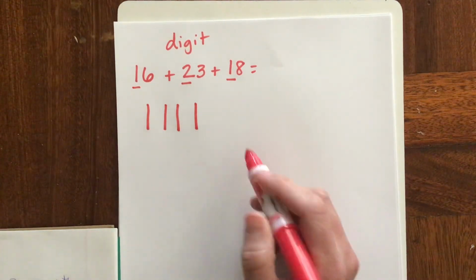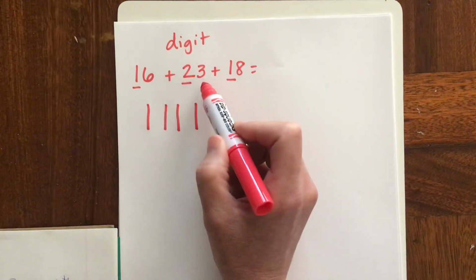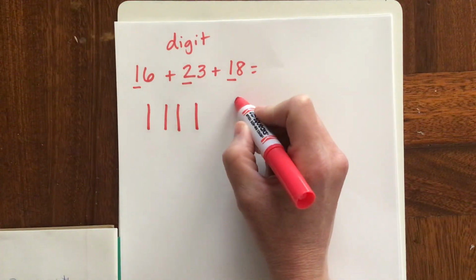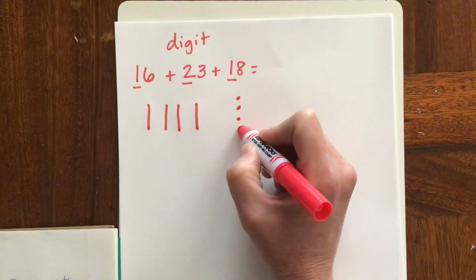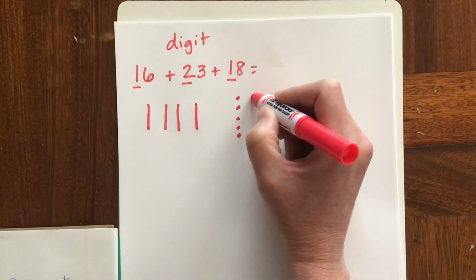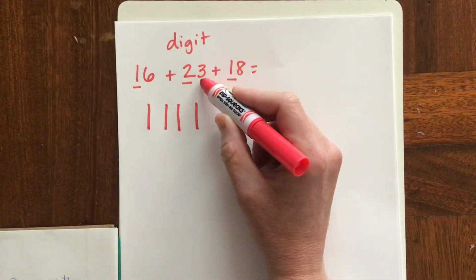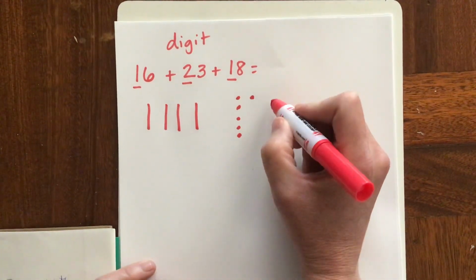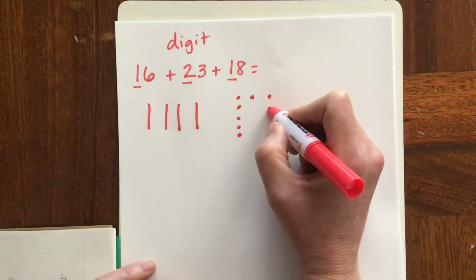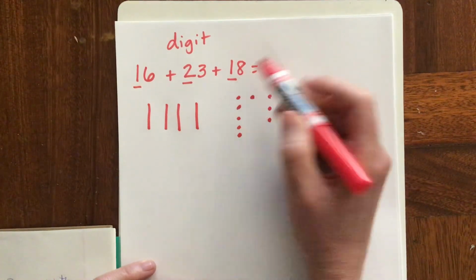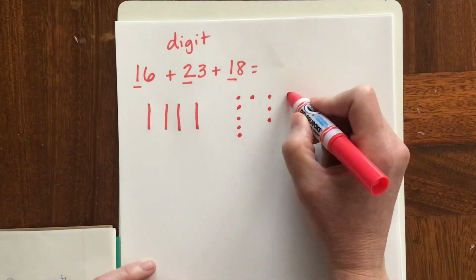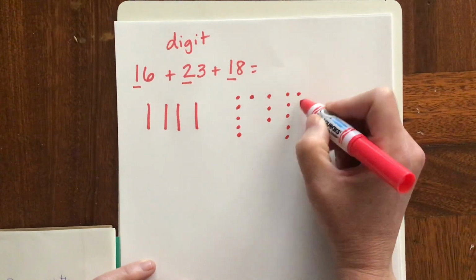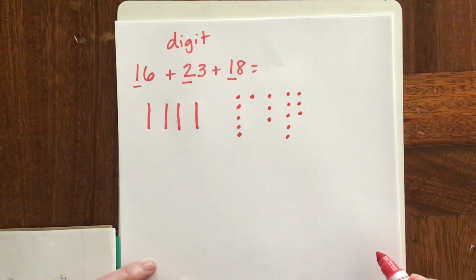So we did our tens. Now I need to go back and look at my ones. So 16 has 6 ones. 1, 2, 3, 4, 5, 6. 23 has 3 ones. 1, 2, 3. And then 18 has 8 ones. 1, 2, 3, 4, 5, 6, 7, 8.